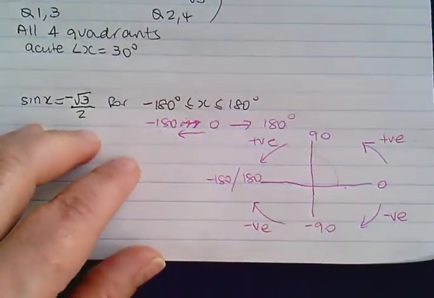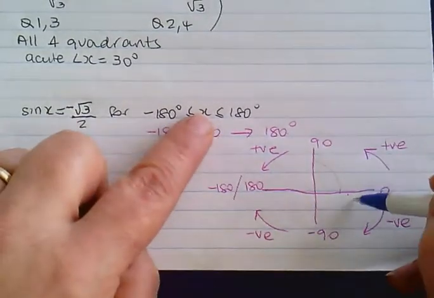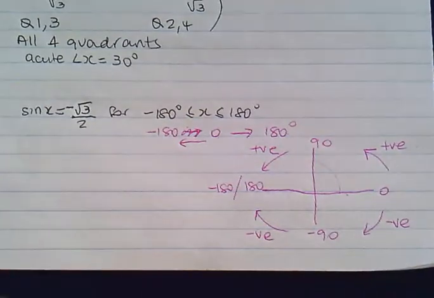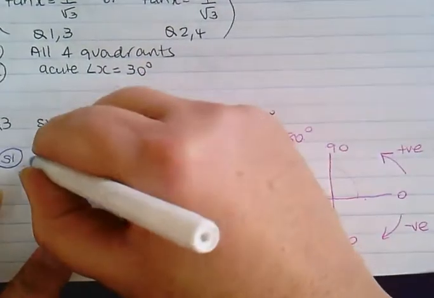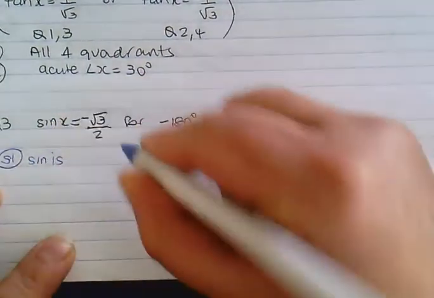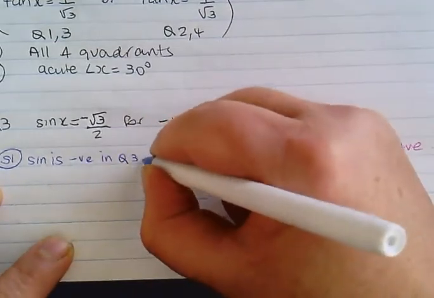But question 3 is different. It's saying go from 0 to 180, stop, and go from 0 to negative 180, stop. Okay, but all the rest of the rules apply. You're just writing your answer differently. Step 1 and step 2 are the same, all right? So what's step 1 telling me? Quadrants. Sine is what, positive or negative? Negative in quadrants 3 and 4.